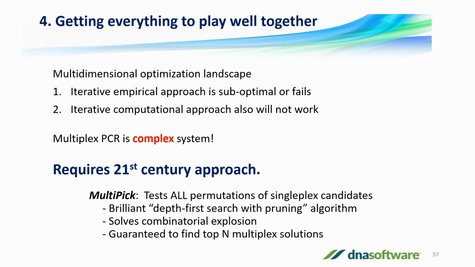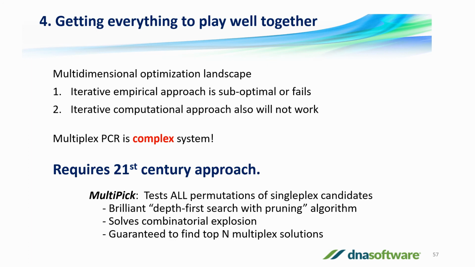All right, lastly is the problem of getting everything in the reaction to play well together. As I mentioned earlier, multiplex PCR is a multidimensional landscape with a huge number of possible combinations of multiplex interactions. The iterative empirical approach is suboptimal or fails. That leads to the whack-a-mole I discussed earlier. Even an iterative computational approach will not work. Even though computation can try billions of possibilities, billions are nowhere near the 10 to the 30th power combinations that we saw. So multiplex is a complex system, and it requires a 21st century approach.